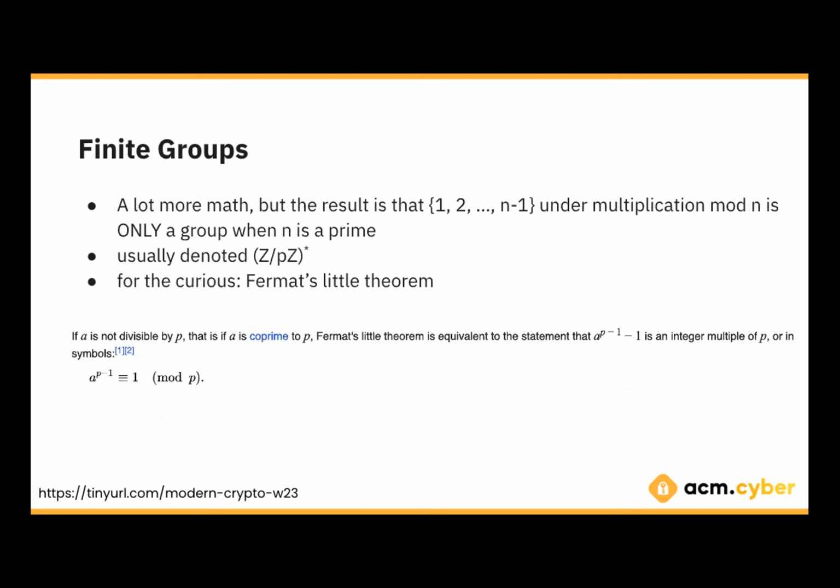Okay, so there's a lot more math to be done, but there's one result: if you want the numbers 1, 2, all the way up to n-1 under multiplication mod n to be a group, it's only a group when n is a prime number. You can think of it as which numbers are coprime to n, and only the ones that are coprime can exist in the group. So when n is a prime, every single number is coprime. If n is anything but a prime, there's going to be some number smaller than it that is not coprime to it. This is usually denoted as the multiplicative group of Z mod pZ, where p is a prime. And you can also think about Fermat's little theorem, which I have copied here, as to why that works.